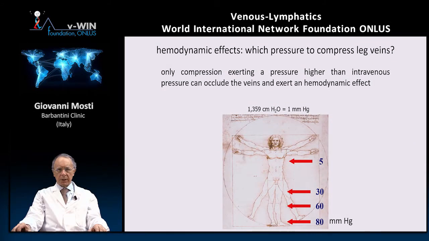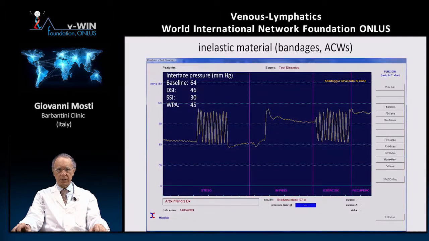Now we need to know that only a strong compression is able to occlude the veins. So we need to know which is the intravenous pressure in our legs in order to know what kind of pressure we need to apply to exert a hemodynamic effect. And by physical law, we know that our intravenous pressure in the leg is around 60 to 90 millimeters of mercury, depending on the measuring site. And so if we want to overcome this intravenous pressure, we need to apply a compression which is higher than intravenous pressure. And this is possible only with inelastic material.